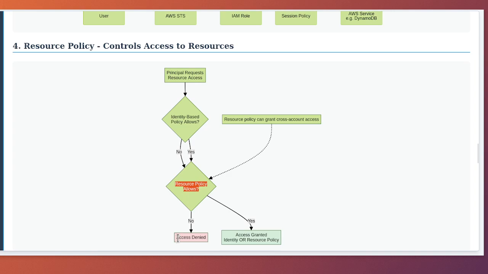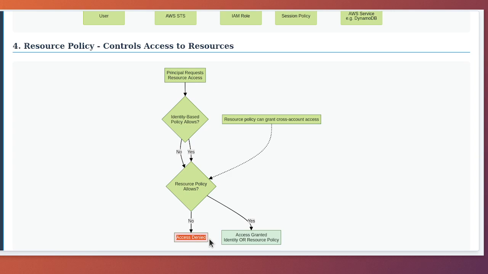This is crucial. Unlike permission boundaries which require both to allow, resource policies use union logic where either the identity policy or the resource policy can grant access. At the resource policy allows diamond, AWS evaluates whether the resource policy attached to the resource explicitly allows this principal to perform this action. If the resource policy does not allow it, the check returns no, and the flow proceeds to a red node labeled access denied.